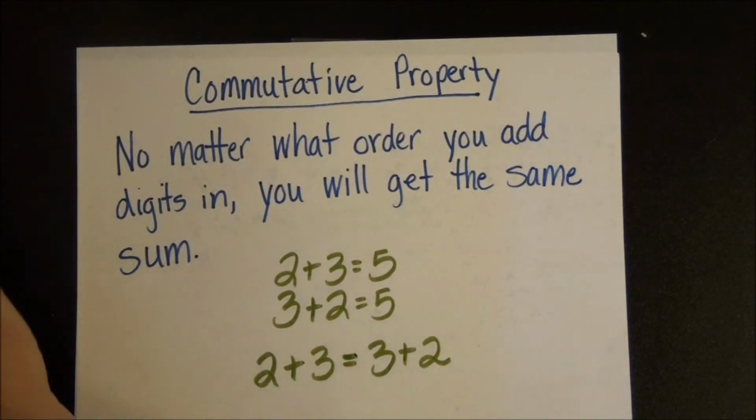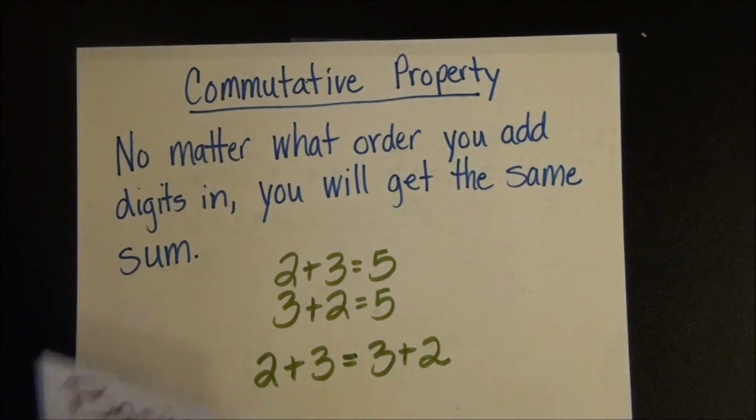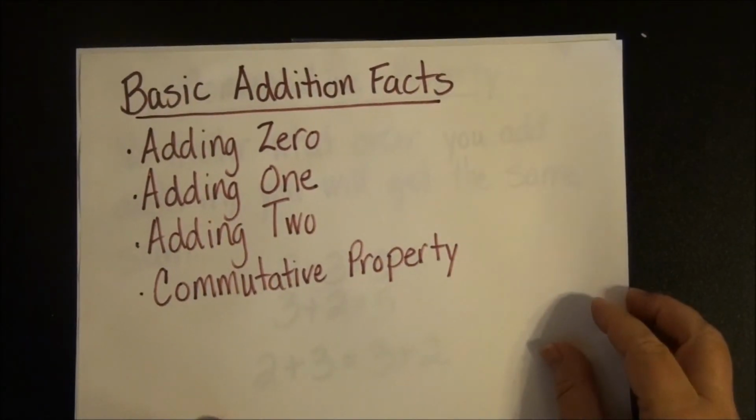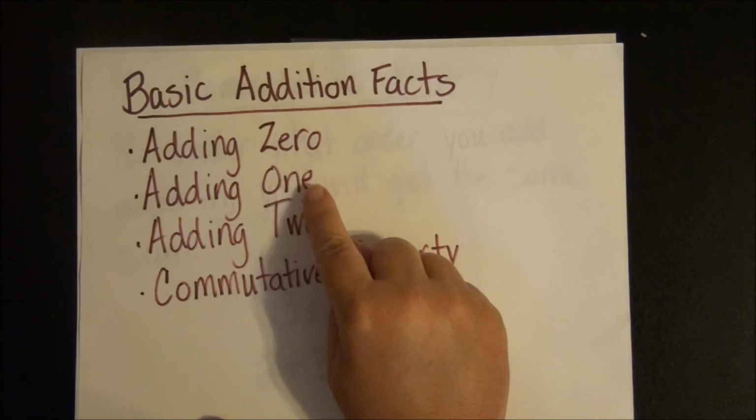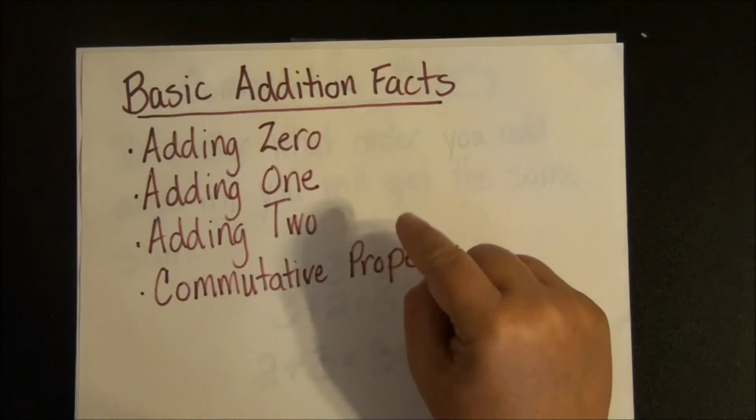Okay, so that is our final strategy. So let's go over the strategies that we learned really quickly. Oops, wrong paper. So we learned the basic addition facts for adding 0, adding 1, adding 2, and for commutative property.